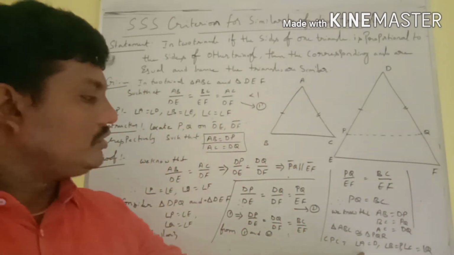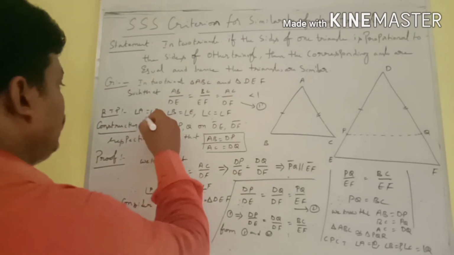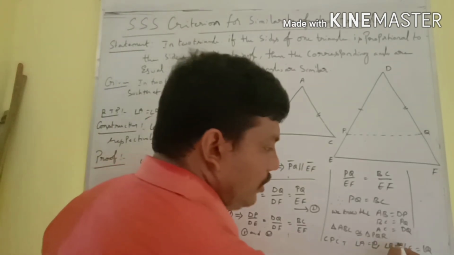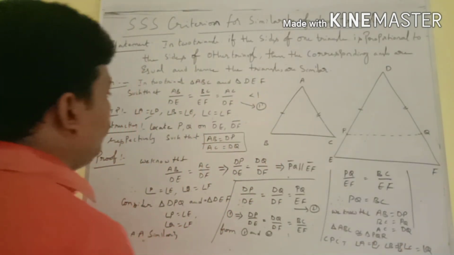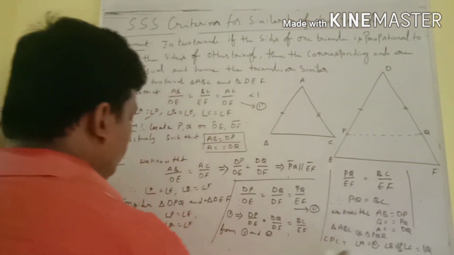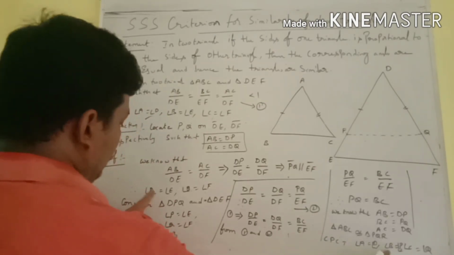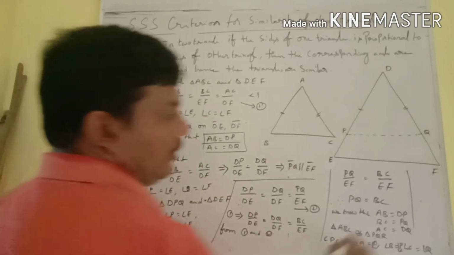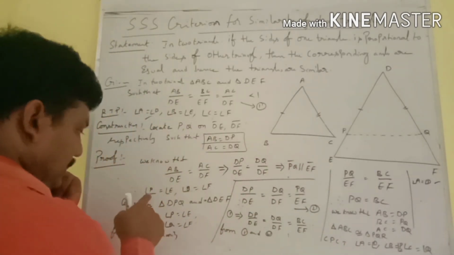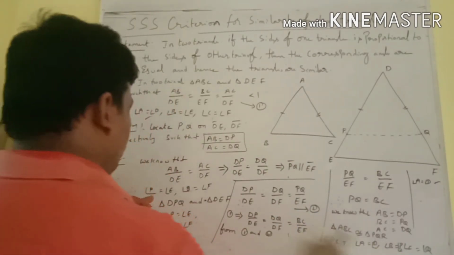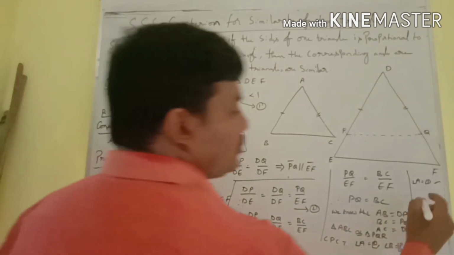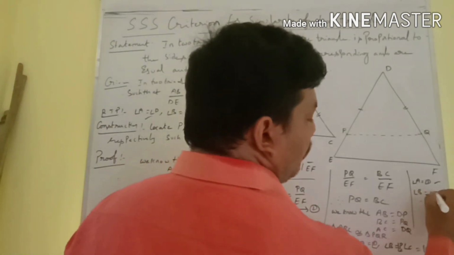Now angle P is equal to angle B, but we also got that angle P is equal to angle E. From these two conditions, P is equal to B and P is equal to E, then B is equal to E. Therefore, angle A is equal to angle D, first one. That is, angle B is equal to angle E.